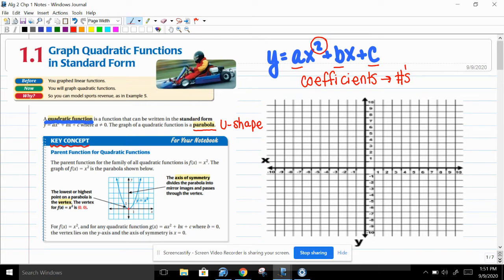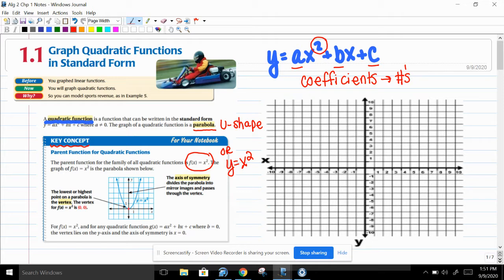The first thing it says underneath there is the parent function for quadratic equations. What it means by parent function is all parabolas are going to work kind of off a base graph. And that base graph, that parent function, is f of x equals x squared, or y equals x squared. That's the parent function.